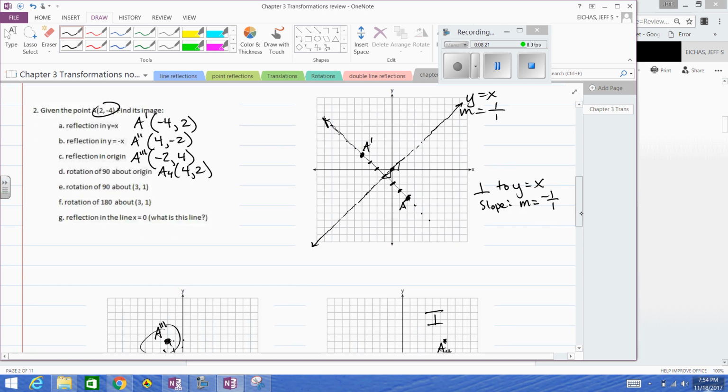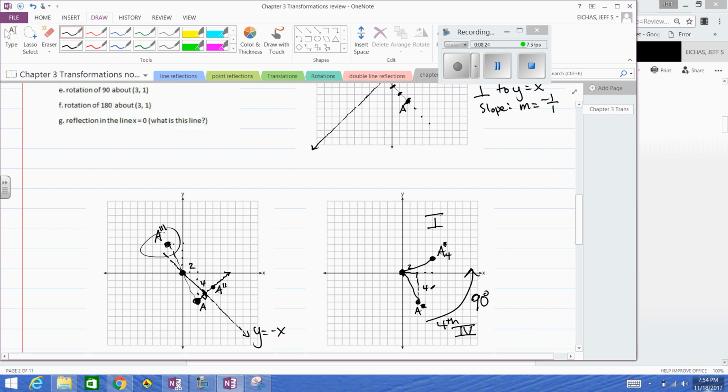All right, rotate 90 degrees about the point (3, 1). Now, this is going to be a little more interesting. Let's go back to this graph right here. Go ahead and graph (2, -4). There's A. And now we're going to go through the point (3, 1). Let's call it P. We're going to rotate 90 degrees about that point. One of the tricks we could use is you could still turn the paper, but if you're going to turn the paper, you've got to imagine that that is the new origin, so to speak.